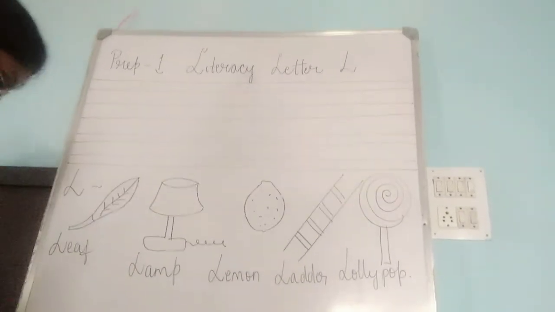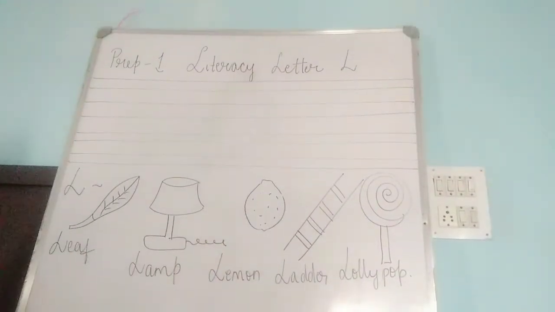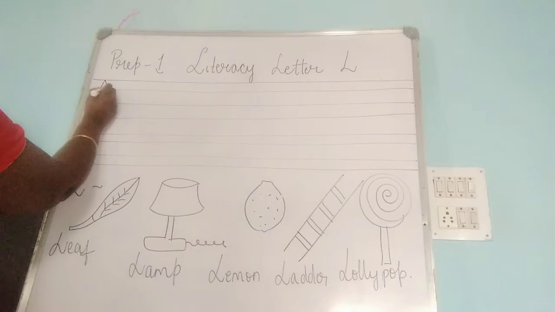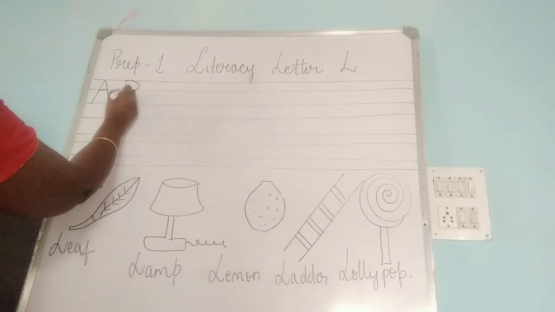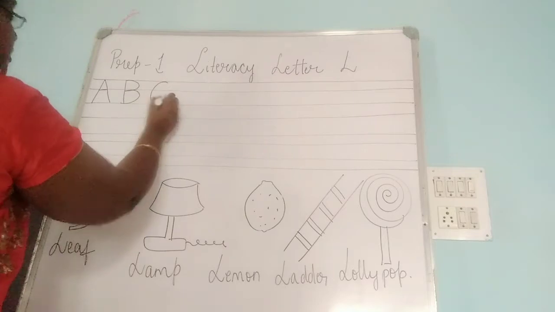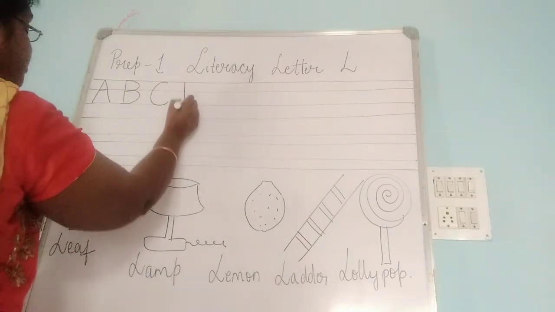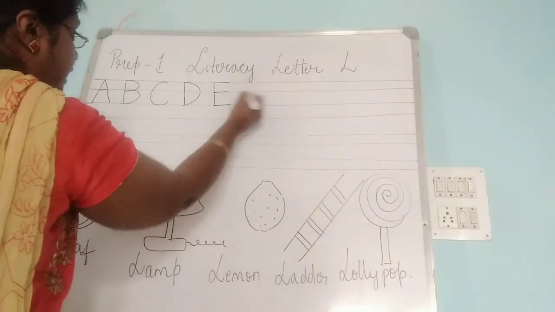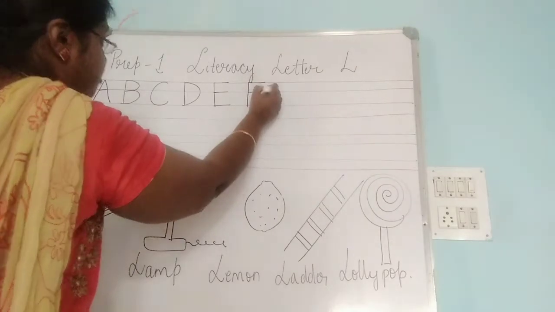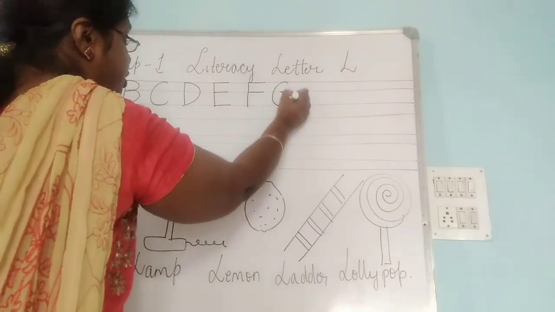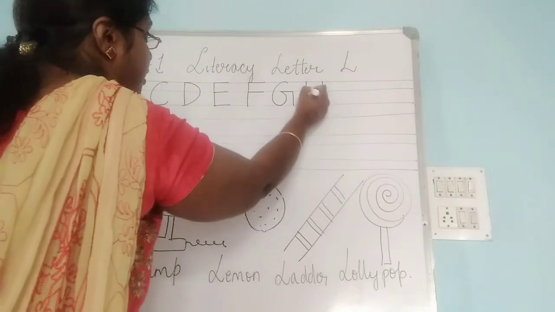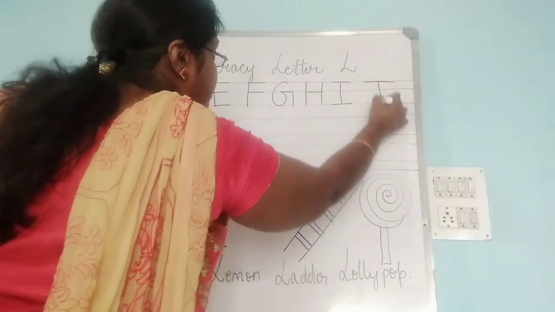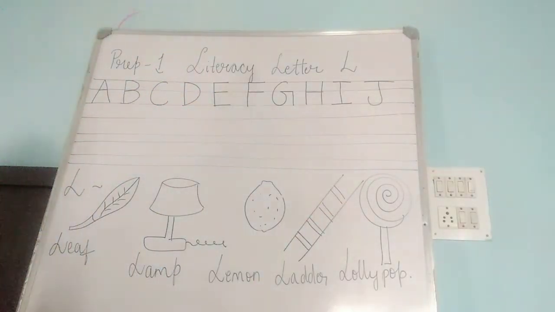Yes, let's start the revision. A, B, C, D, E, F, G, H, I, J. So much you had learned, right?